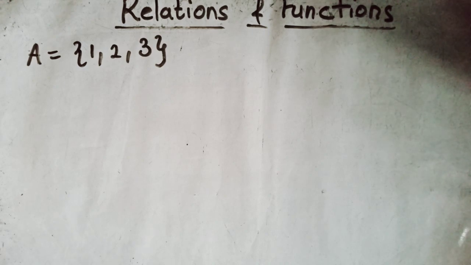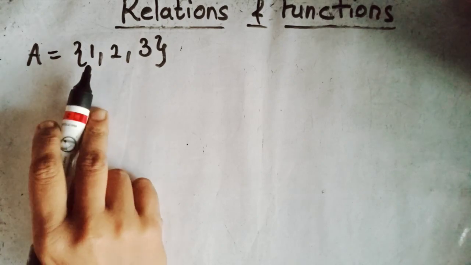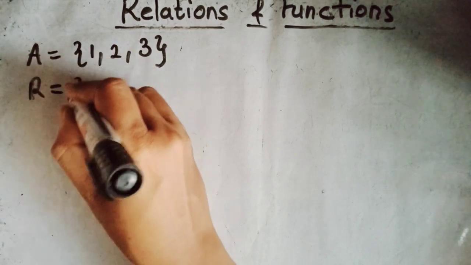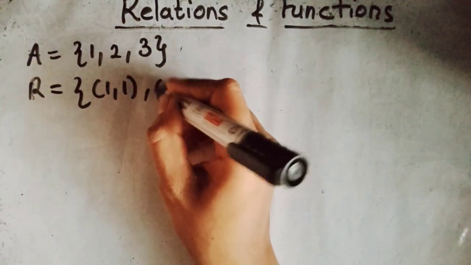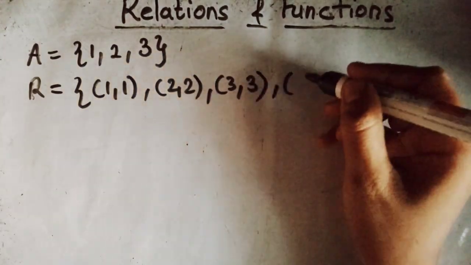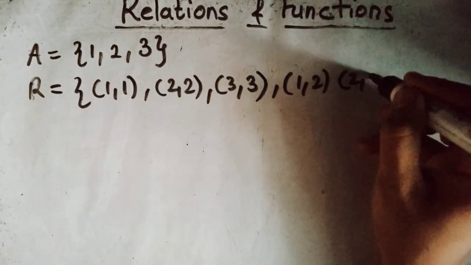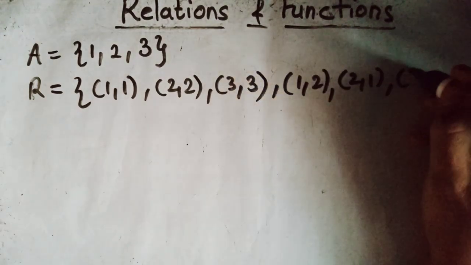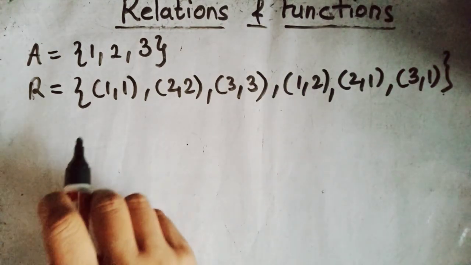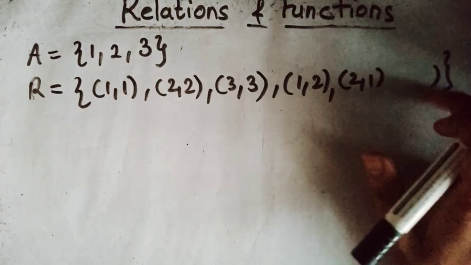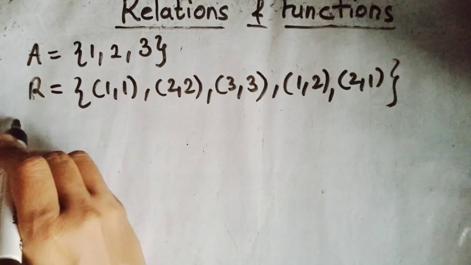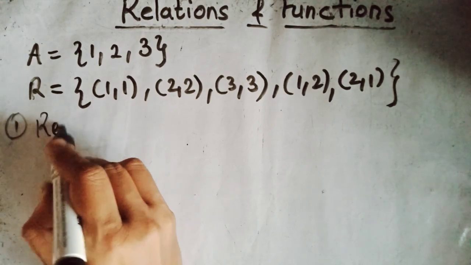So I'm taking one set A = {1, 2, 3} and I'm writing one relation. So if we have (1,1), (2,2), (3,3), (1,2), (2,1), (3,1). I will remove this one for now. So let's check reflexive.